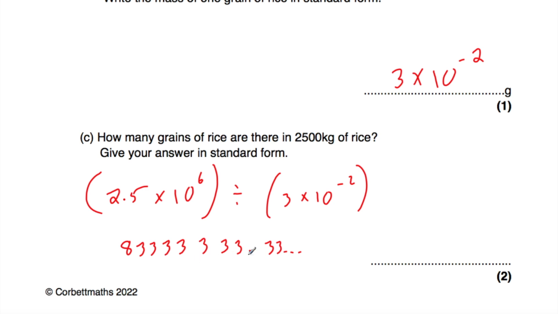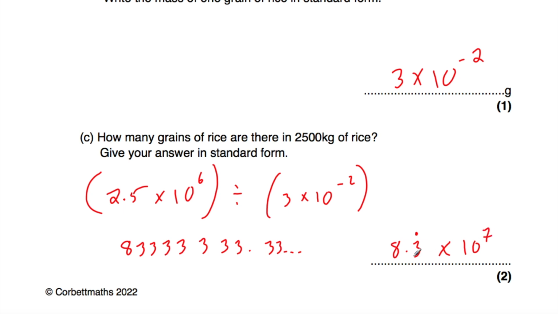Now I've been asked to give our answer in standard form, so we want a number between 1 and 10. So I'm going to choose 8.3 recurring. I'm just putting the little dot there to show that the 3 is recurring. And then I'm going to do times 10 to the power of. And then if the 8 was in the units column, we would move it 1, 2, 3, 4, 5, 6, 7 columns to the left.